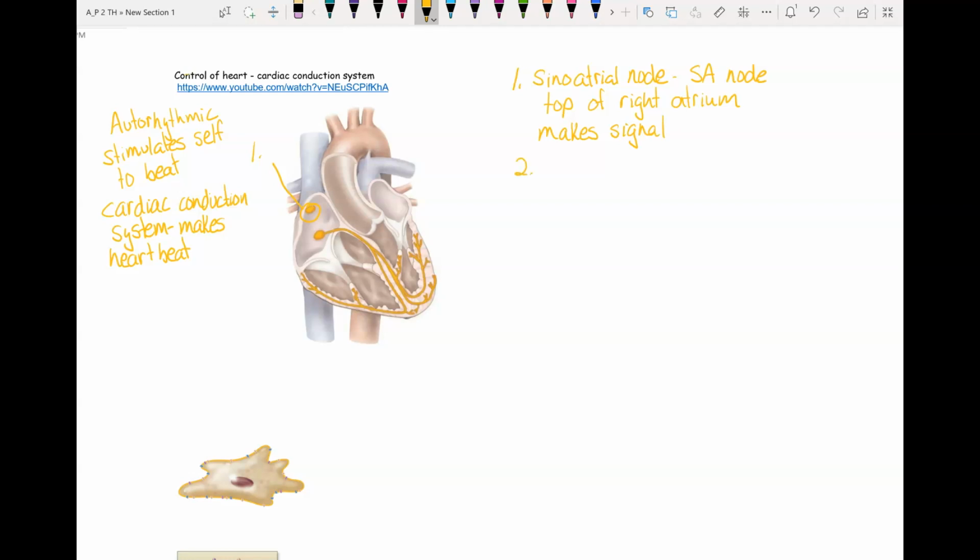Then it sends the signal to part 2. So this dot is part number 2, and the signal travels. The second part is the atrioventricular node, and it is called the AV node for short. This is in the floor of the right atrium. So the signal moves from the SA node to the AV node. As it does, both atria contract.